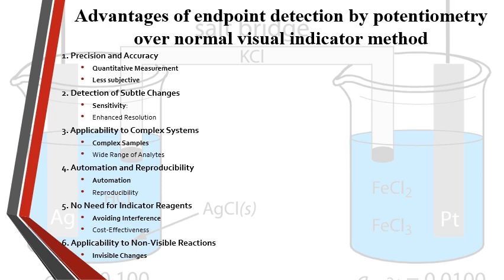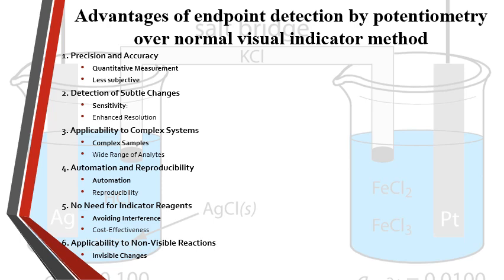Second, the detection of subtle changes. Potentiometric methods can detect subtle changes in electrode potential that might not be visible with traditional indicators. This is particularly useful in titrations where the change in concentration is small or gradual. It enhances resolution. The use of first and second derivative curves in potentiometry can enhance the resolution of the endpoint, making it easier to pinpoint the exact point of equivalence.